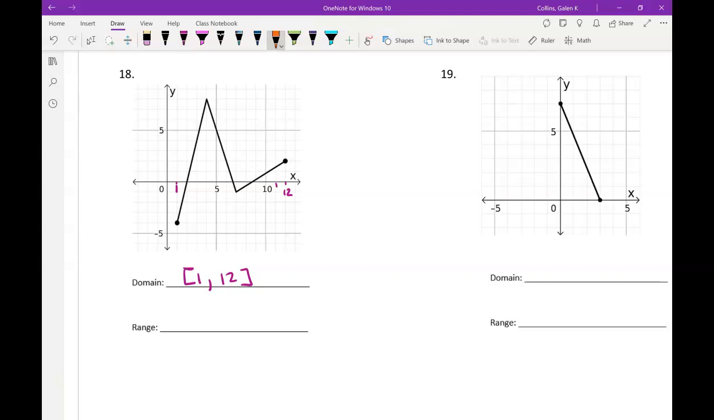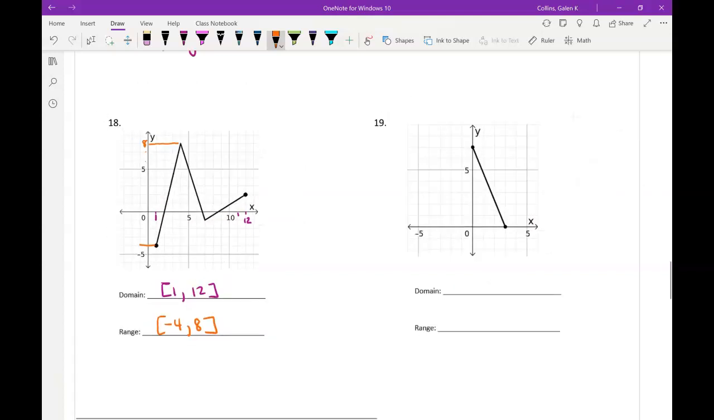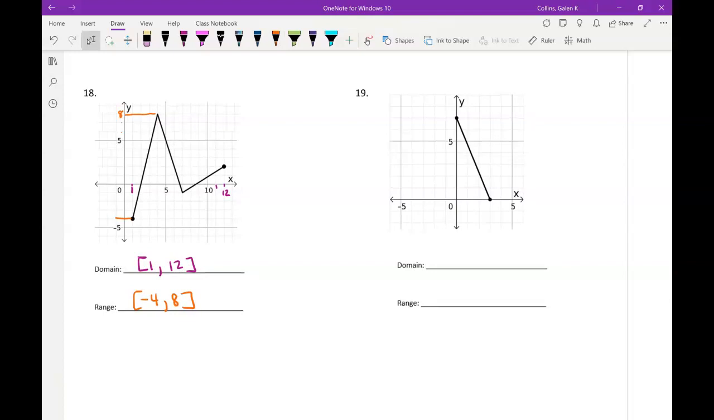For our range, I notice the minimum value is -4, and the maximum value the function takes on is, let's see, 5, 6, 7, 8. And the function includes every y value, or attains, rather, every y value between -4 and 8. So again, we use interval notation to show that. All right, and number 19, the domain, again, every x value we take on, our domain starts at 0 and stops at 1, 2, 3.